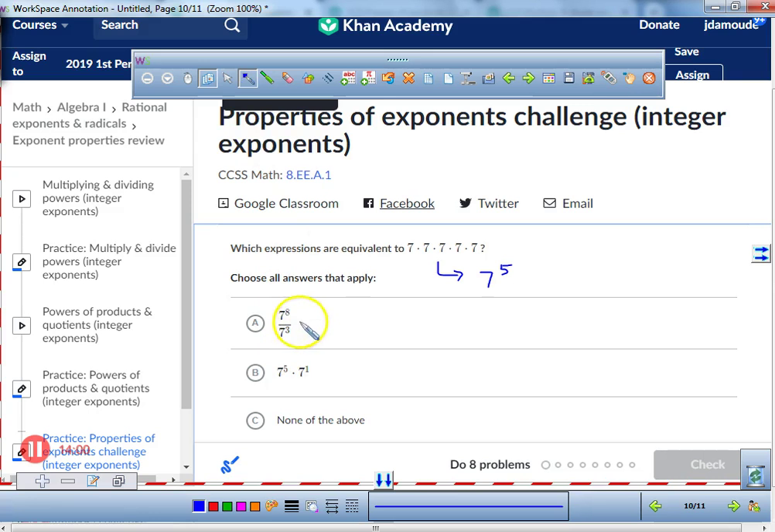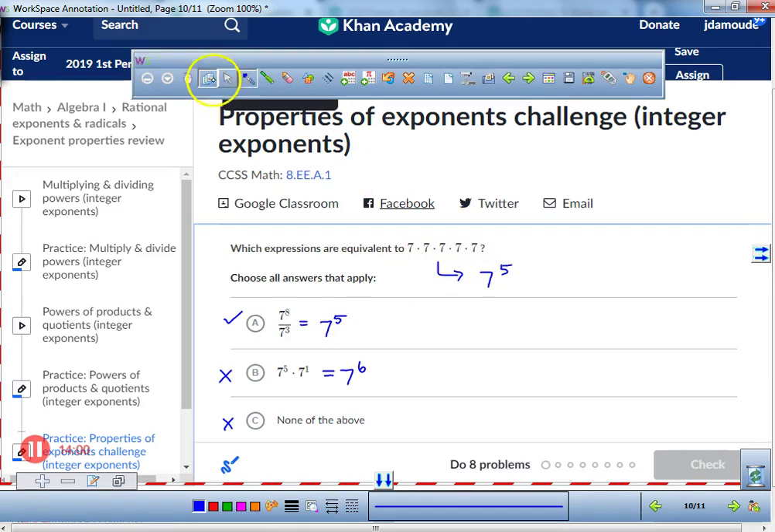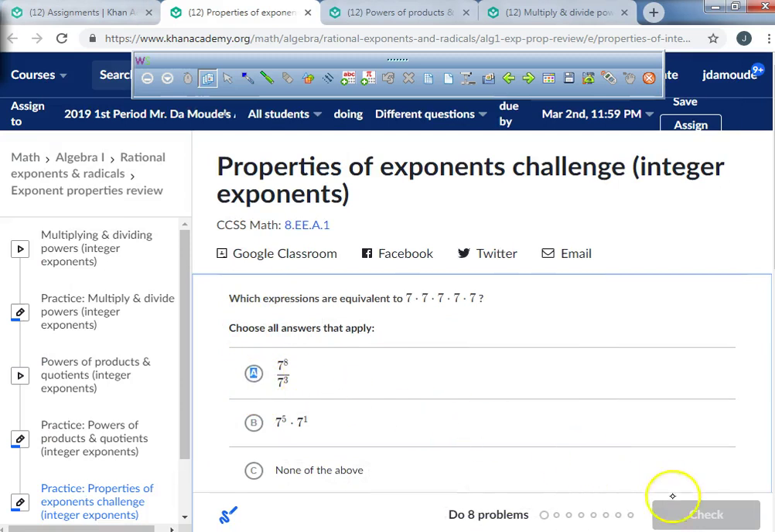Now, if I do this problem, what am I allowed to do with the exponents? I'm allowed to subtract them. 8 minus 3 is 5, so that works. If I do 7 to the power of 5 times 7 to the power of 1, that's actually 7 to the power of 6. So that's not it. And this is definitely not it. So this does match because 8 minus 3 is 5. 1, 2, 3, 4, 5. The answer is A.